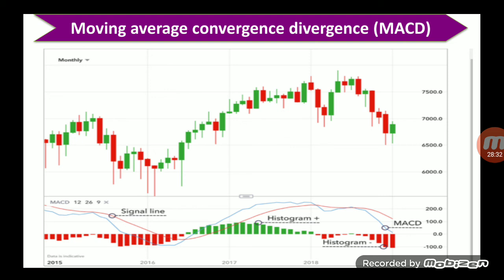crosses the signal line from above and goes down to the zero line, at the zero line the histogram is zero, meaning there are no histogram bars. And if the MACD line, that is the blue line, intersects the signal line from above and decreases below zero, then it shows the stock price will correct or decrease. So I think you got some idea.